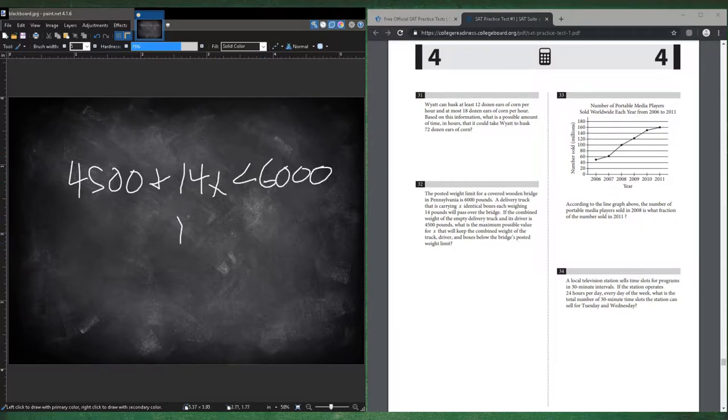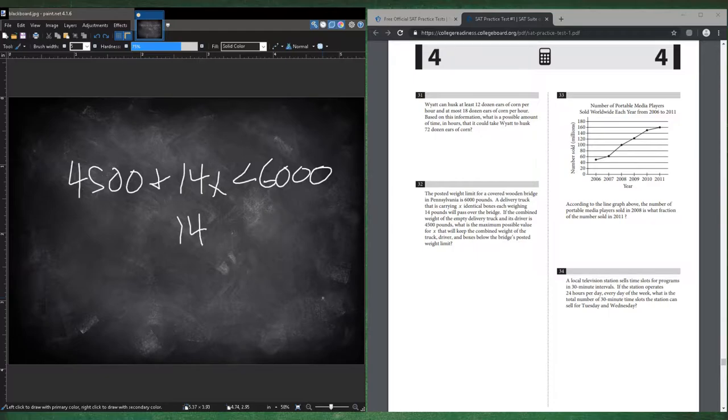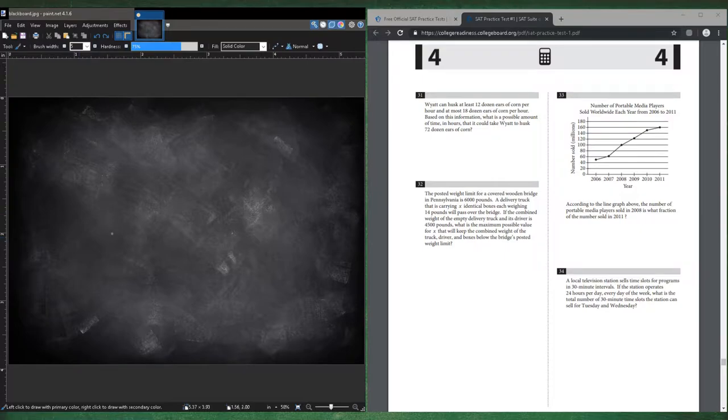So we subtract 4,500 to get 1,500, and x is less than 1,500 divided by 14. It's about 107.143, so the greatest integer is 107. So the answer is 107. You can plug 107 back in to check if it's less than 6,000, which it is. So the answer is 107.